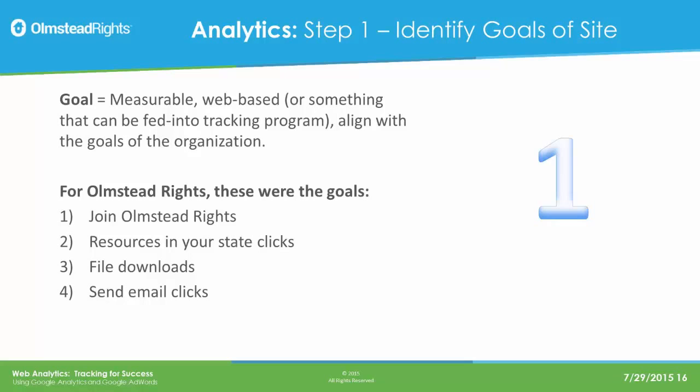And so we set that up as a goal. So the 4 goals that were set up on Olmstead were joining the Olmstead rights, getting in and getting their emails in there, resources in your state clicks, so people actually drove down into the state areas and looked at different resources, and how many files were downloaded.